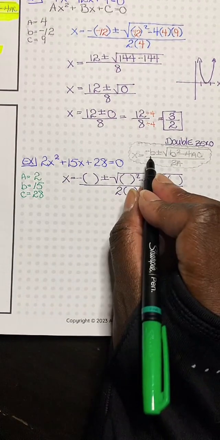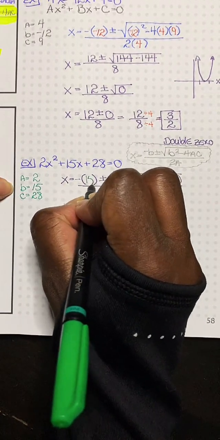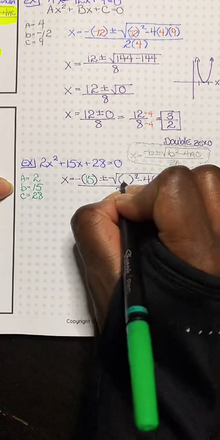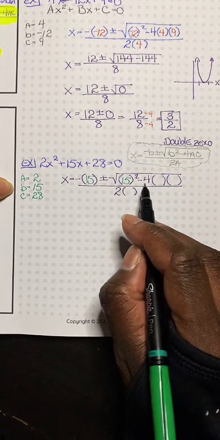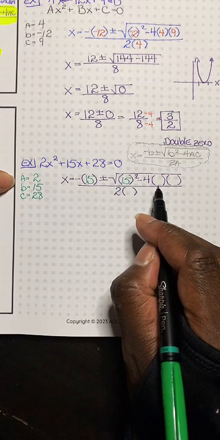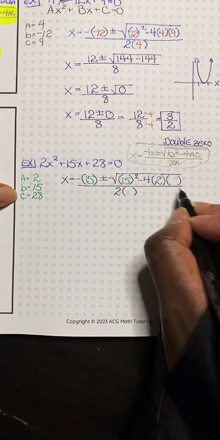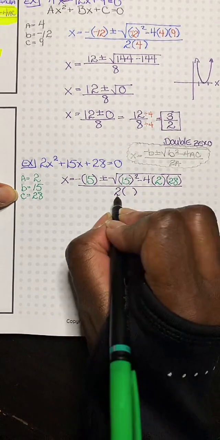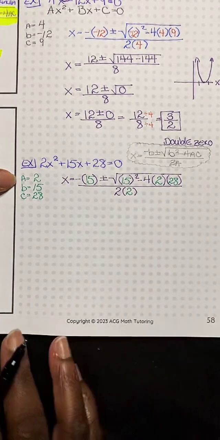So negative b, my b is 15, plus or minus the square root of b, which is 15, squared, minus 4a, which is 2, c, which is 28, over 2a, and a represents the 2.